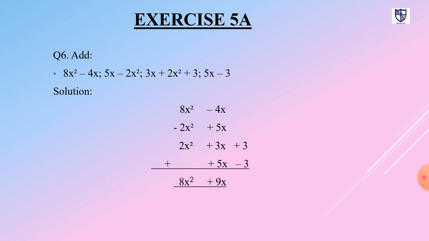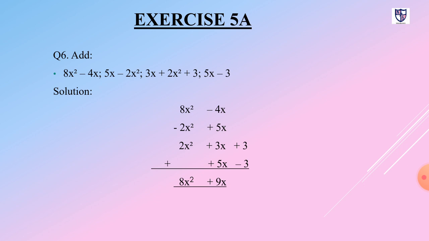Here we also have a question. 8x squared minus 4x, 5x minus 2x squared, 3x plus 2x squared plus 3, and 5x minus 3. Plus 3 minus 3, both are of different signs and have the same value. Then we get 0. Plus 3 minus 3 will be 0 because the same terms with different signs cancel each other out.